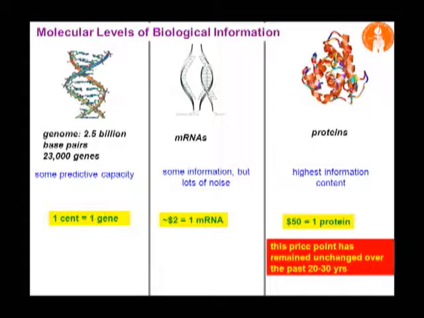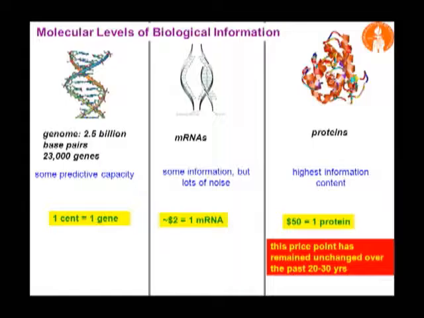mRNAs are actually pretty noisy. They're about a dollar apiece or so. There's some information, but there's lots of noise. And the issue is that even if you make an mRNA, it doesn't mean that you're going to make the protein. There's a lot of regulatory biology that controls these levels. There are some tests out there, Genomic Health has one, but in general these are not the most information-rich.